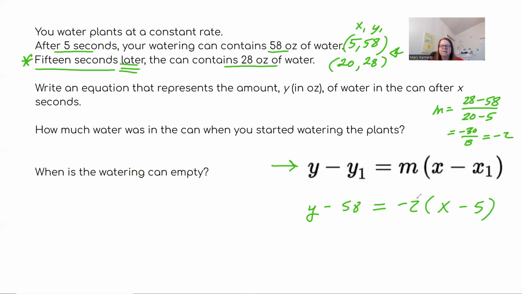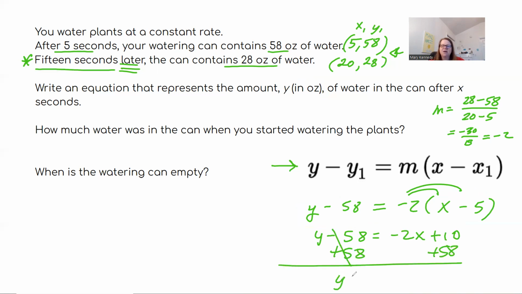Let me erase. All right, so I would distribute here. So we have Y minus 58 equals negative 2X, and then negative 2 times negative 5 is positive 10. And then we'd add 58 to both sides. So we get Y equals negative 2X plus 68. All right, so there's our equation, in point slope and in slope intercept form. All right, so we have this part done.